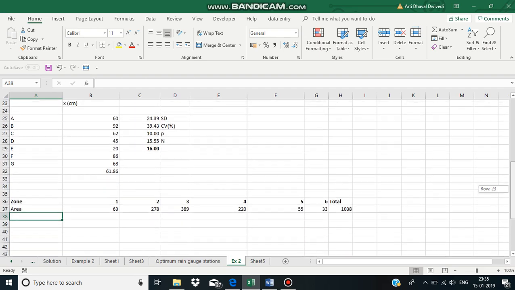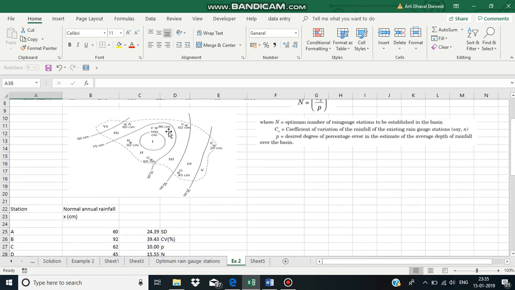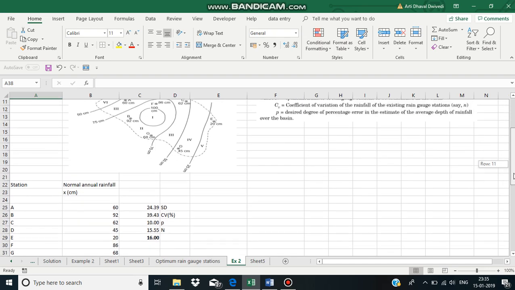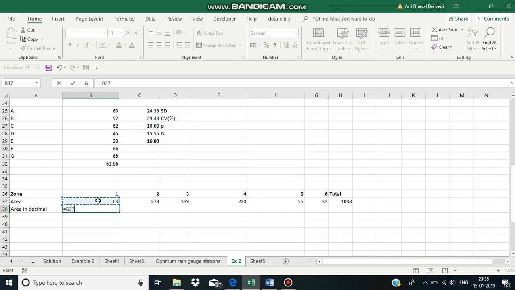Now we are trying to arrange 16 rain gauge stations properly in this watershed. Now, area in decimal. Just find out the percent. It is 63 divided by 1038. It is actually 6%, but I'll keep it as it is, 0.06. I'll just anchor this.